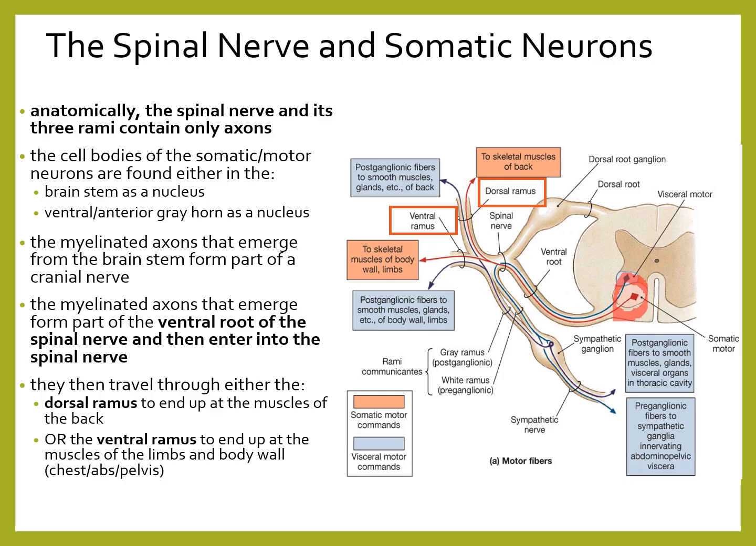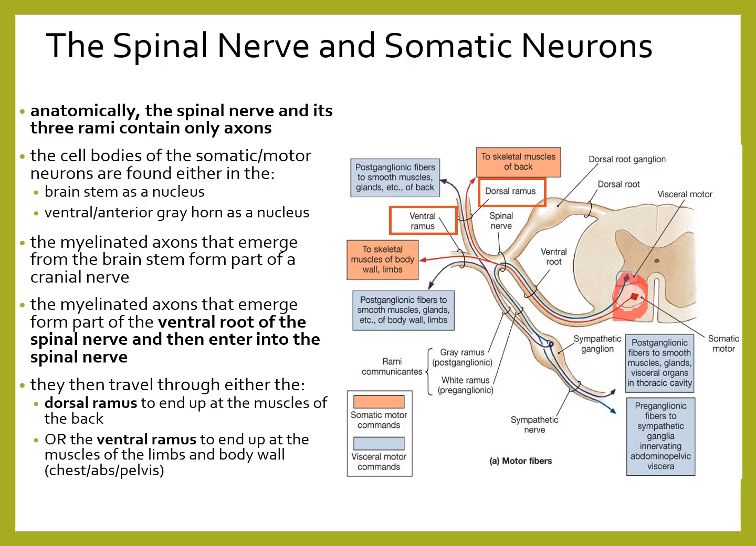The myelinated axons then come out of the cell body, and they are going to either form part of a cranial nerve, or they're going to emerge from that ventral gray horn, travel through the ventral root of the spinal nerve, and then enter into the spinal nerve. So I'll say that again. The myelinated axons that emerge from the brain stem are going to come out and form, actually, part of a cranial nerve.